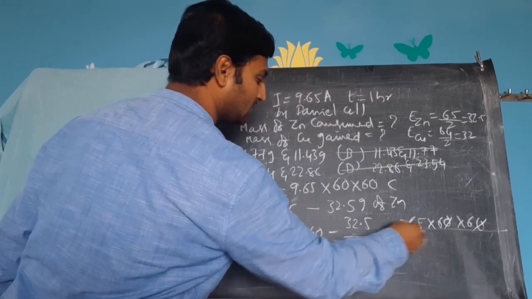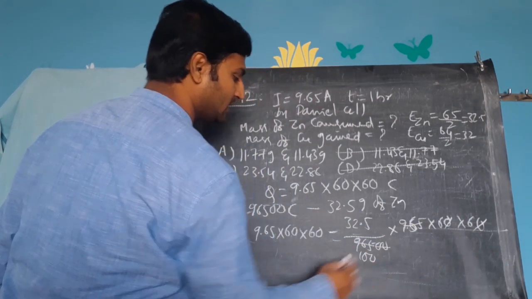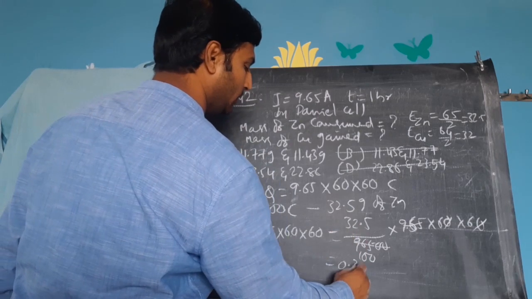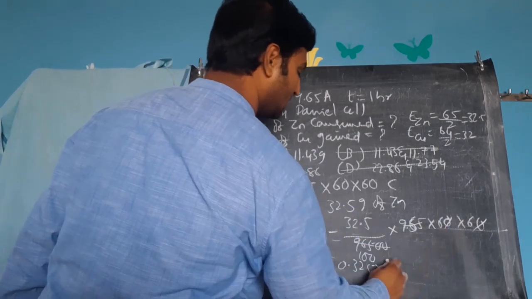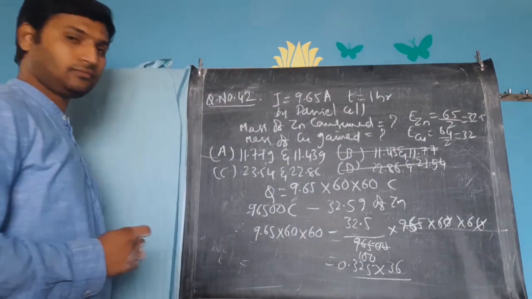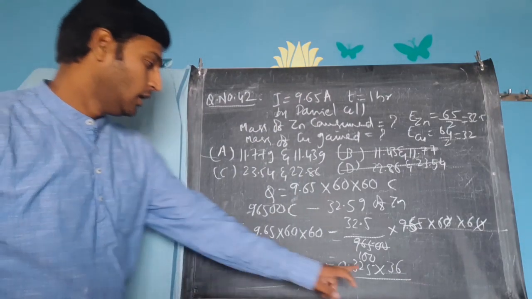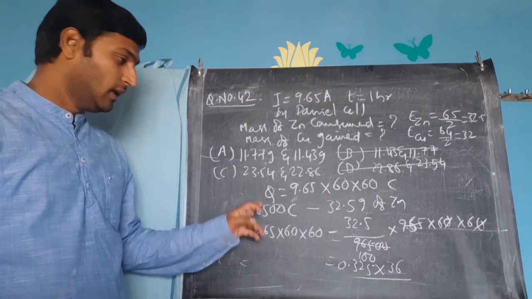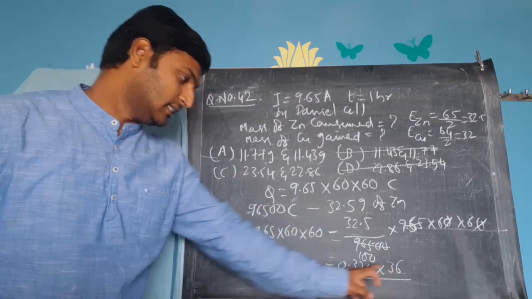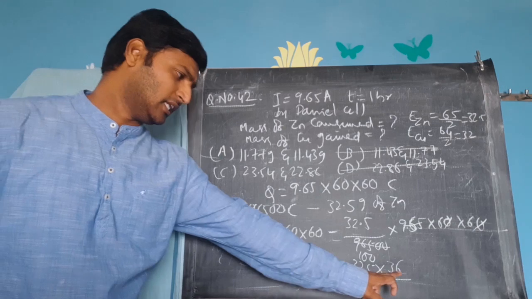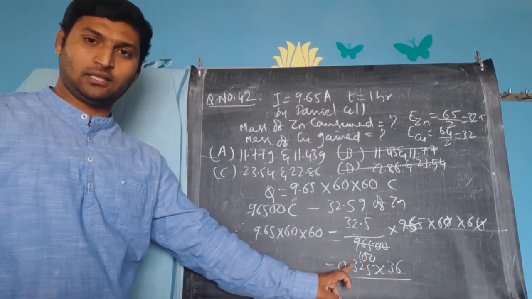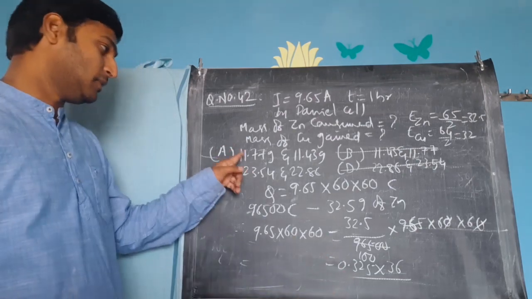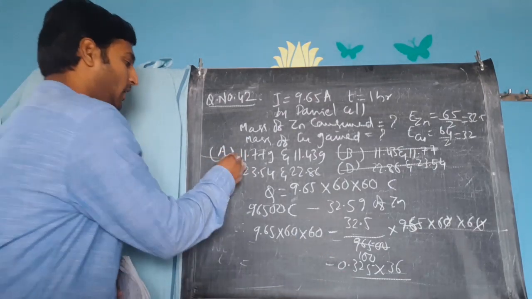The two zeros got cancelled. 9.65 will divide this 100 times. 100 will make it 0.325 into 6 are 36. Now tell me, where would the answer come closer to? There is no chance, because 36 into 0.3, assume it is 40. 40 into 0.3, 4 threes are 12. So the answer must be closer to 12. So it will be option A.